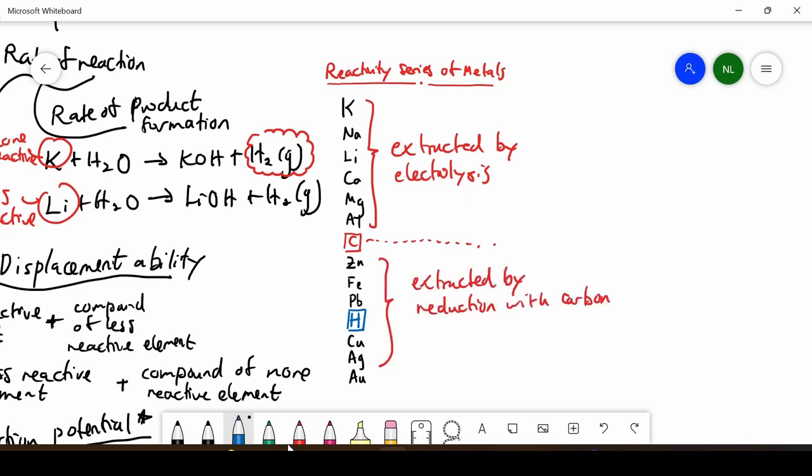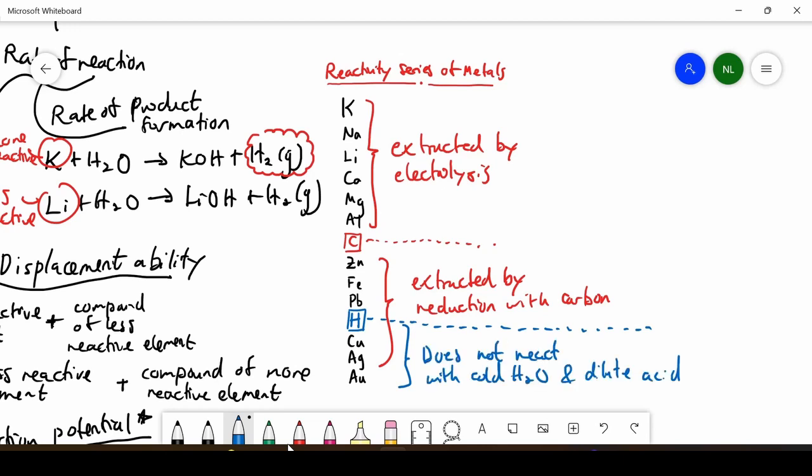As for hydrogen, the reactivity of a metal relative to hydrogen will determine how vigorously it reacts with water and with acids. Metals that are less reactive than hydrogen typically do not react significantly with cold water or with dilute acids. Metals more reactive than hydrogen can react with cold water and dilute acid, and the more reactive they are, the more vigorous the reaction.